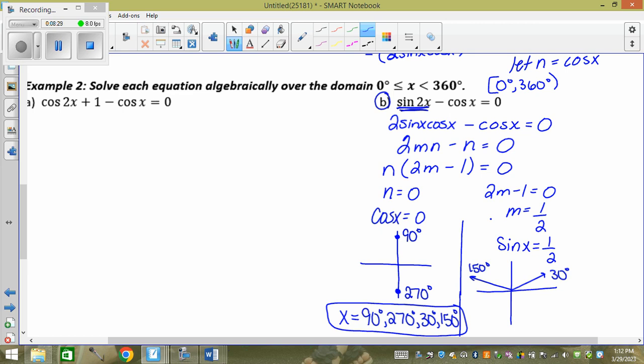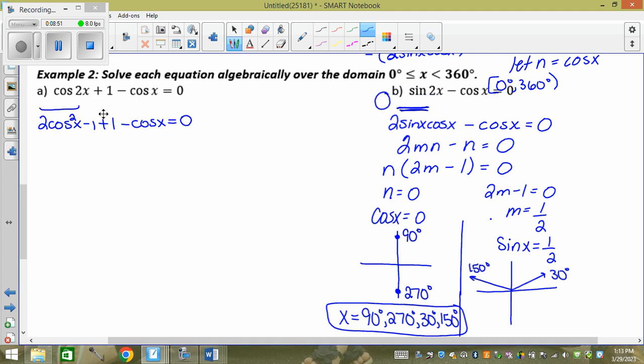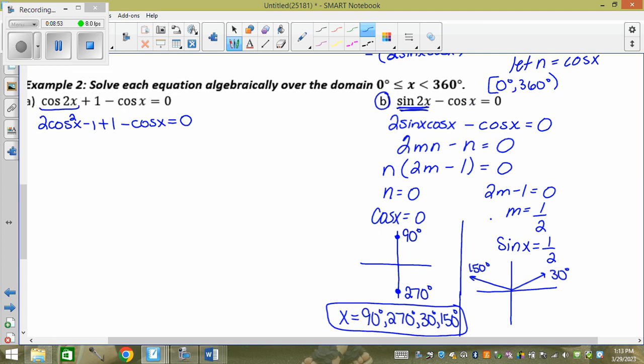So I'm going to pick that second one, which is 2 cos squared x minus 1. So this here, I'm going to rip off my page, and I'm going to replace it with 2 cos squared x minus 1. And then the rest all stays the same. Plus 1 minus cos x equals 0. So the minus 1 and plus 1 just happen to cancel in this one. And I'm left with 2 cos squared x minus cos x equals 0.